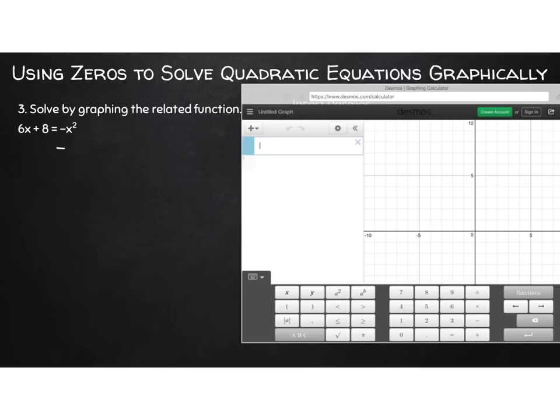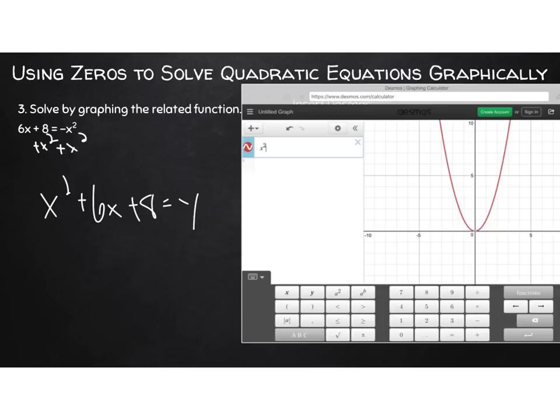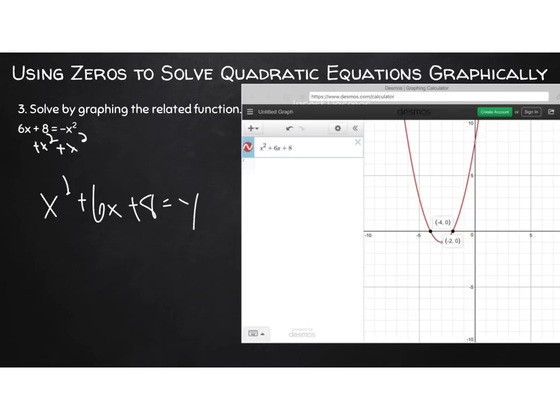Same deal, I'm going to add x squared. And that gives us x squared plus 6x plus 8 equals y. So we'll come over here and we get x squared plus 6x plus 8. And then we can see our zeros there.